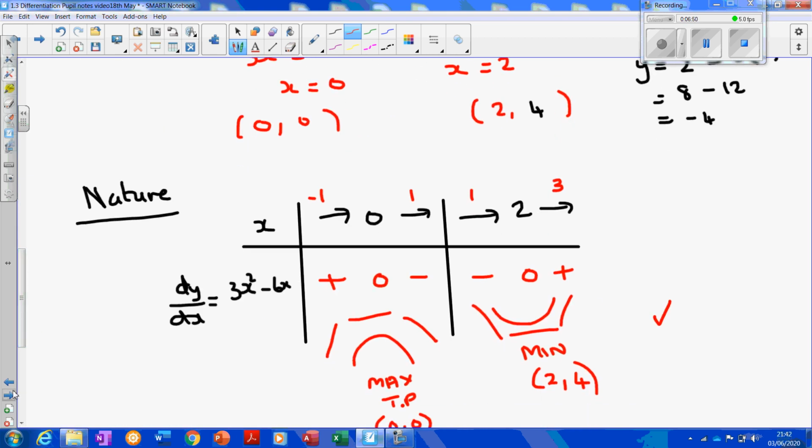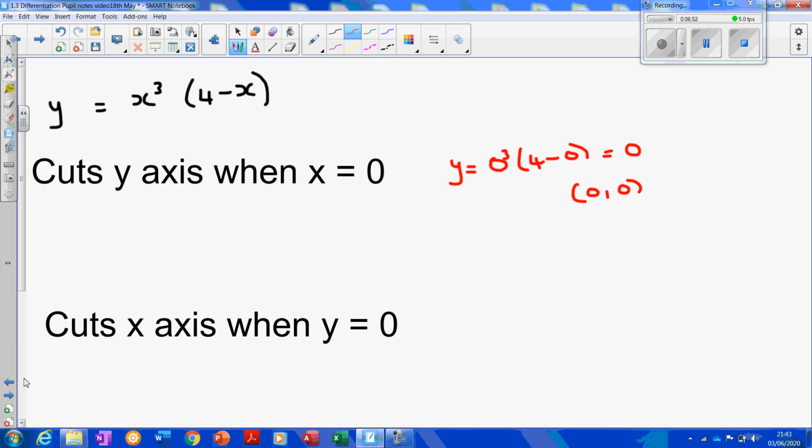Right, so next one was y is equal to x cubed bracket 4 minus x. Sometimes they give you something like that that's already factorised. That's okay. We want to find where it cuts the y-axis, so that's when x equals 0. So when x is 0, I've got 0 cubed times 4 minus 0, which is obviously 0, so it cuts at the point 0, 0, the origin.